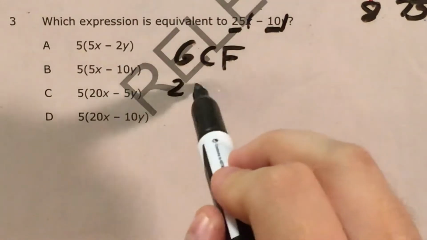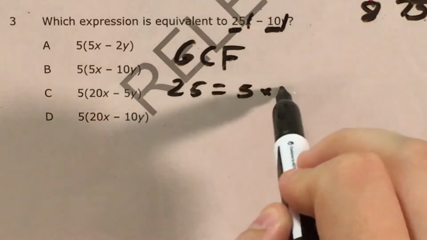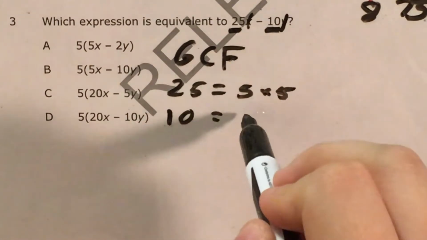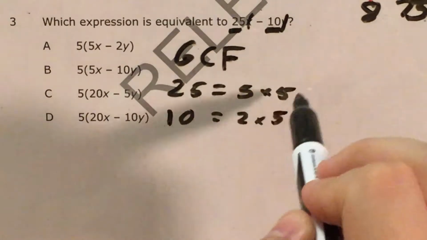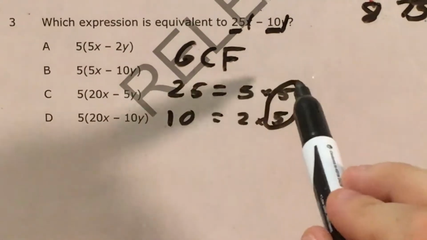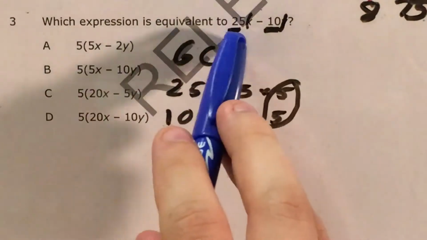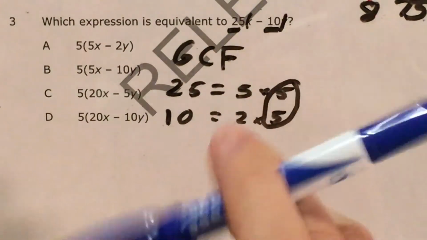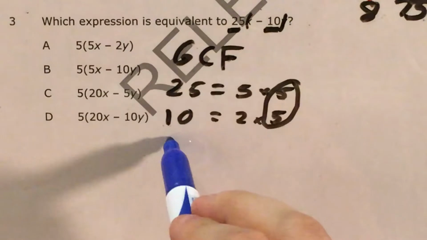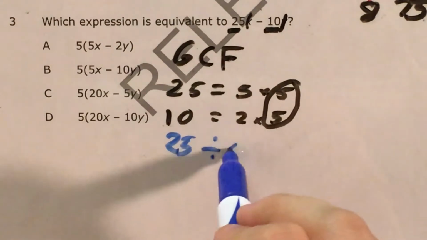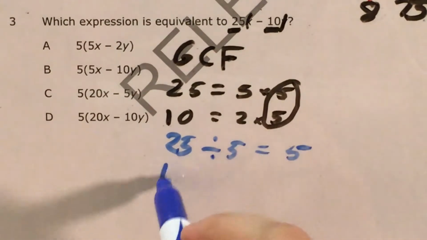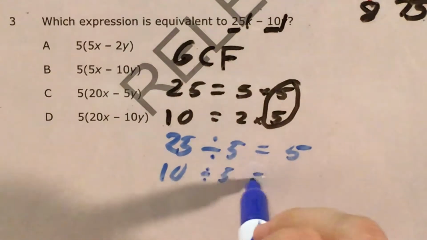Basically, if I break these numbers down into what multiplies to them, what's the biggest number that is a factor of both of them? Now I know that 25 equals 5 times 5. I know 10 equals 2 times 5. The only number that these have in common is just 5. And so what I'm going to do is look at 25, look at 10, and divide them both by 5. 25 divided by 5 is 5. 10 divided by 5 is 2.